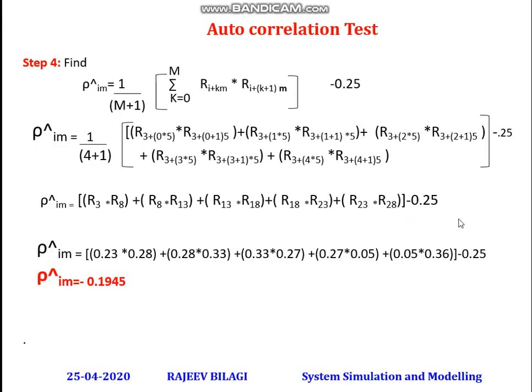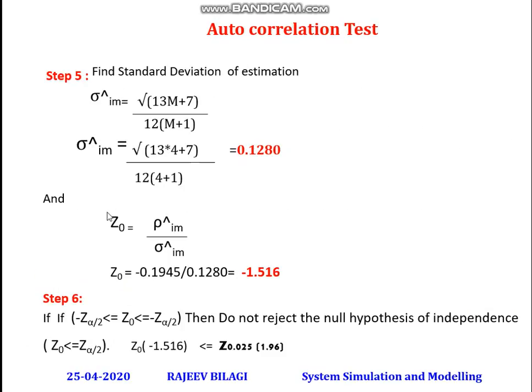So if you write all the numbers and find the value, that will be 0.1945. So that you will get ρ̂_im equal to that. So now after that, we need to find out σ_ρim equal to square root of 13m plus 7, divided by 12 into (m plus 1). So now what is the value of m? You have found it as 4. So 13 into 4 plus 7 under the square root, divided by 12 into bracket 4 plus 1.